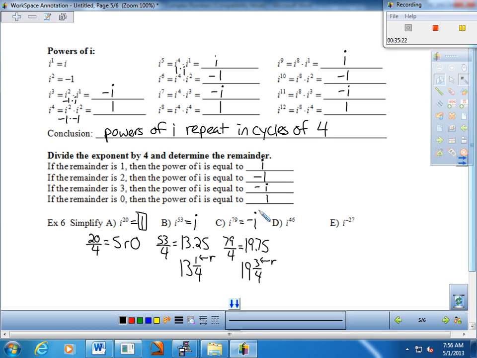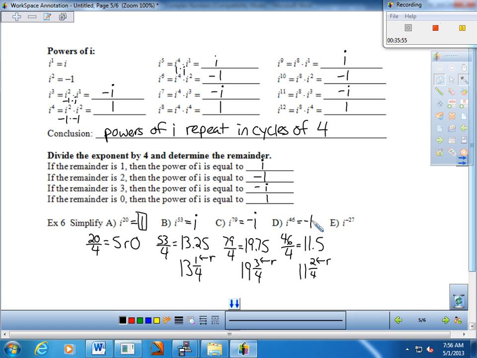Letter D, guys, here we go. i to the 46th. Where are we in our cycle? Well, in this case, if you were to do this on the calculator, you'd actually get 11.5. So what that means is 11, and how many out of 4 would 0.5 be? Well, it would be 2 out of 4. So that's basically what we're saying. When we do that operation right there, there is your remainder, and that means we are the second down in our cycle if you counted it out there. And i to the 46th, of course, is negative 1.